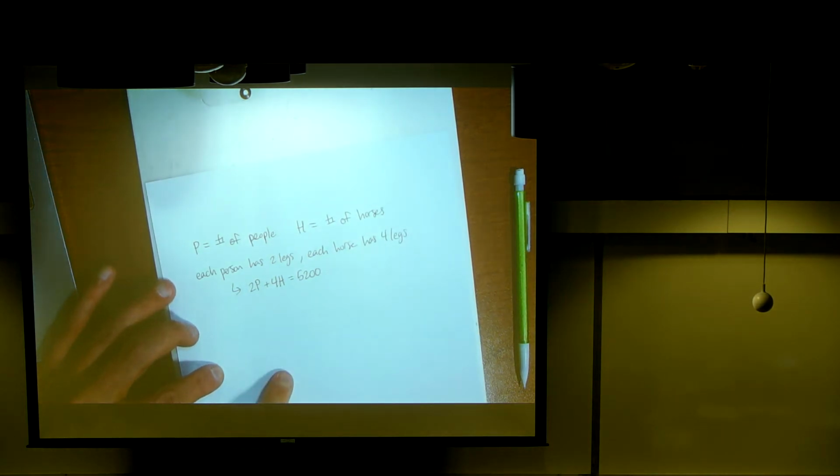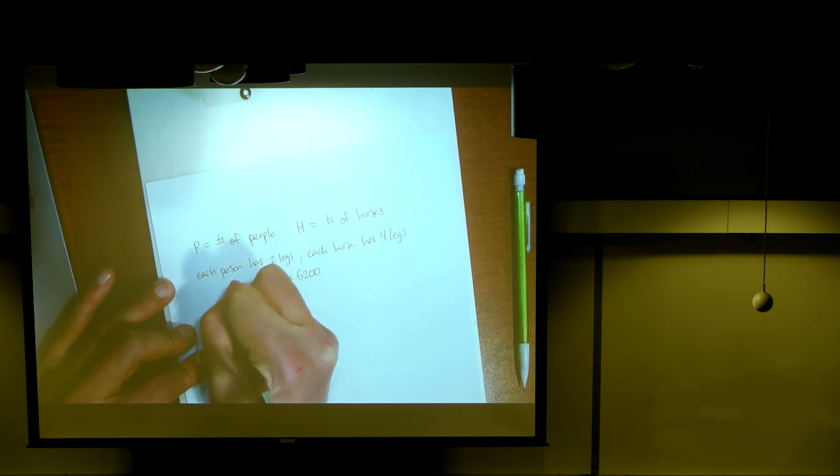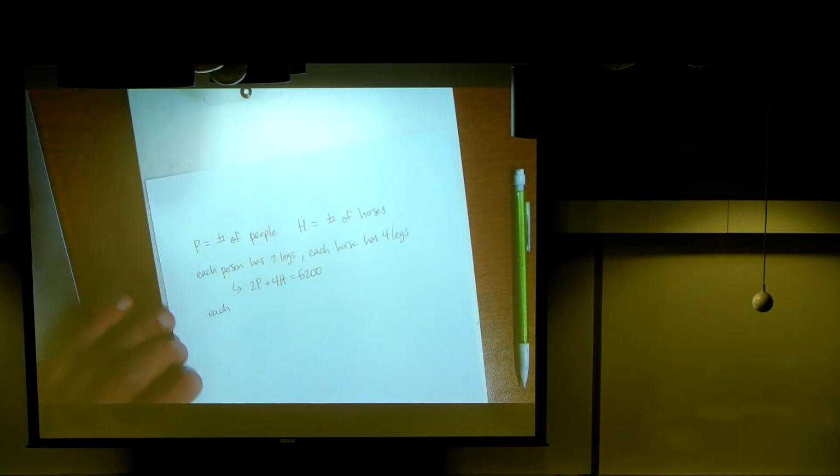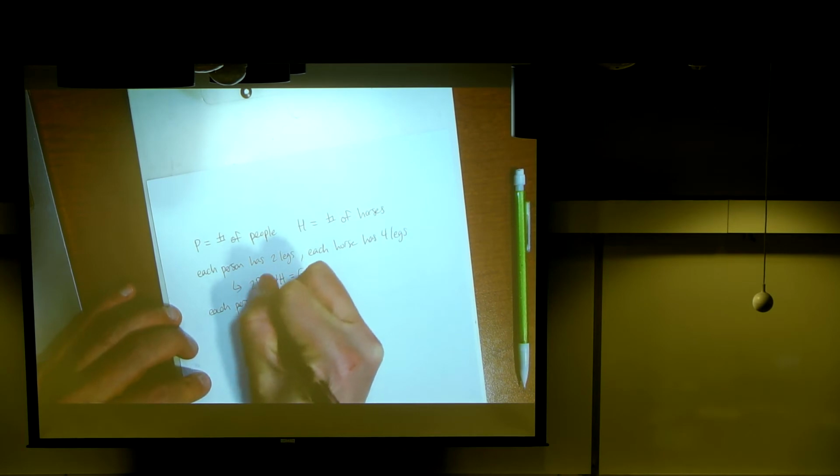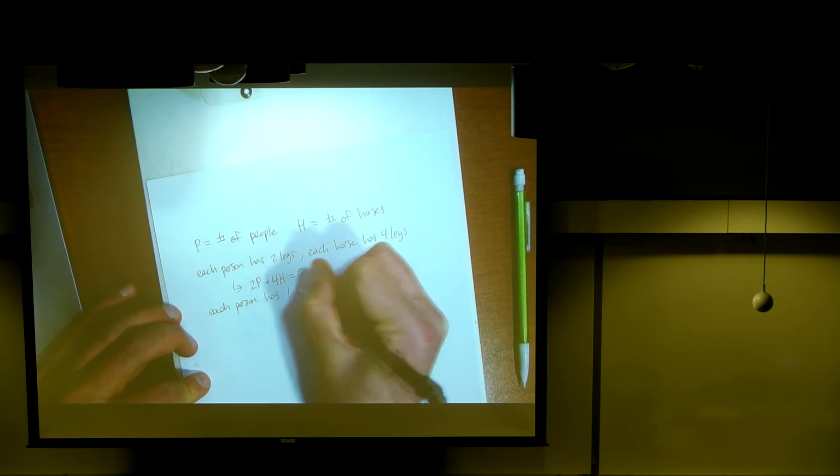Okay, so what's the other equation we can write down? P plus H equals 2,550. Yeah. And I'm just going to write it in words again. We're assuming each person has one head.